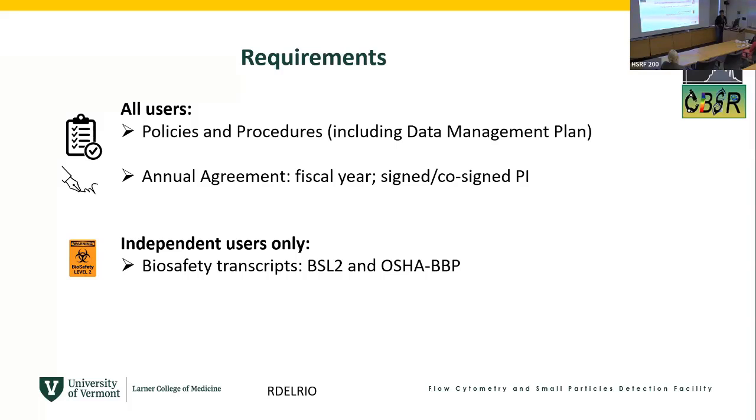If you are a user who does not work by yourself on an instrument, meaning you require staff-assisted services such as running the samples for you, doing flow cytometry, or running your cell sorting, you don't need to have those biosafety plans.